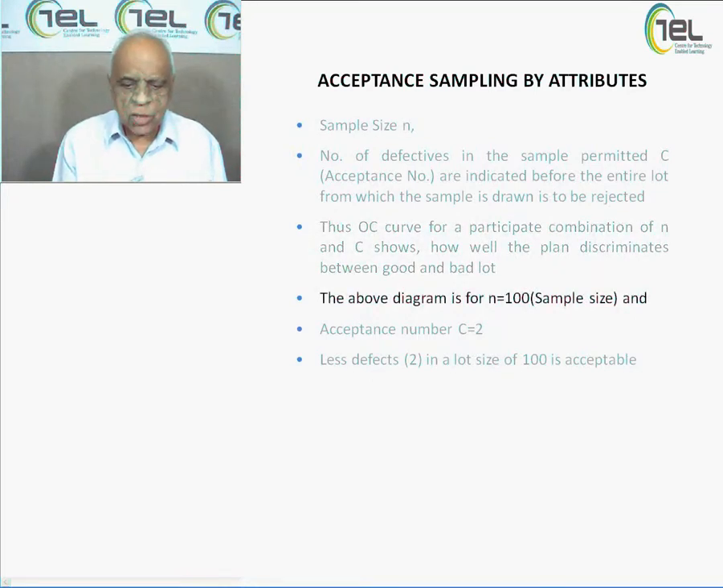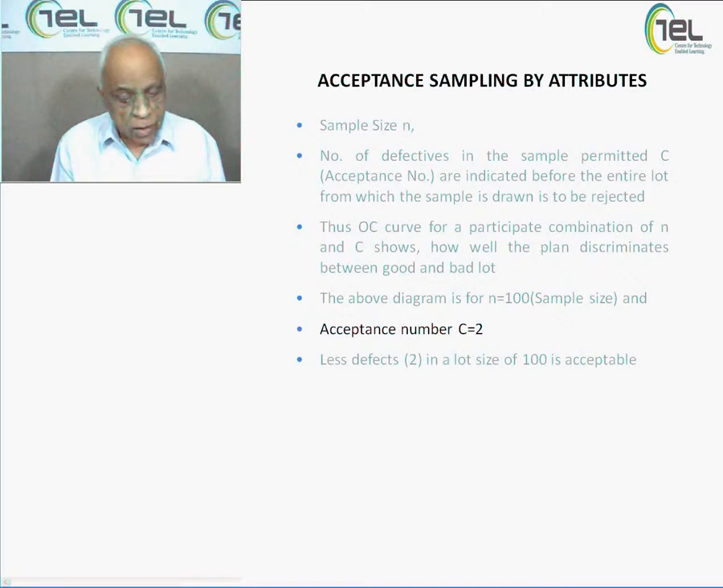Now the above diagram is for n equal to 100 sample size and acceptance number c equal to 2. Two defects in a lot size of 100 is acceptable. If in 100 you have a maximum of 2 defects, then we say the lot is okay, that means 98% results are good. If it is 3, then there is some problem. The problem will be with the equipment, the manpower, the materials, and so on. So with that we will be able to analyze statistically what the acceptance sampling norms are that are to be formed.